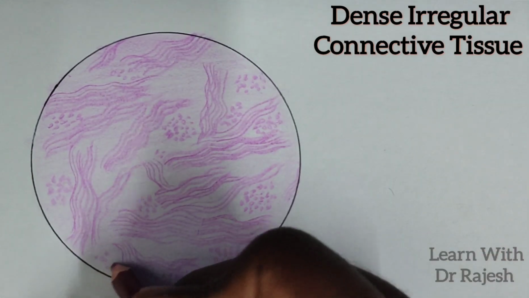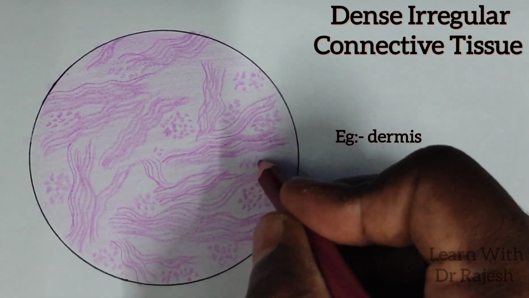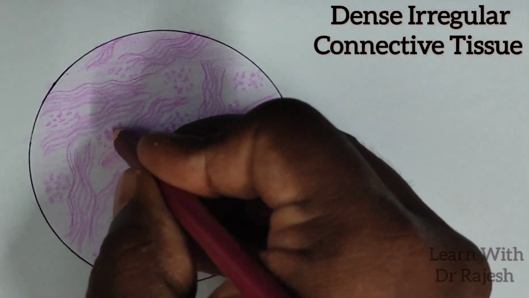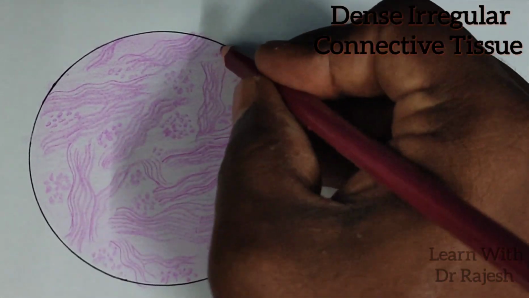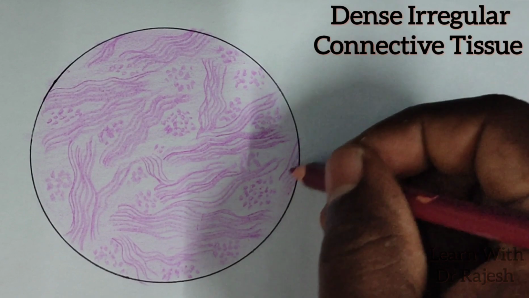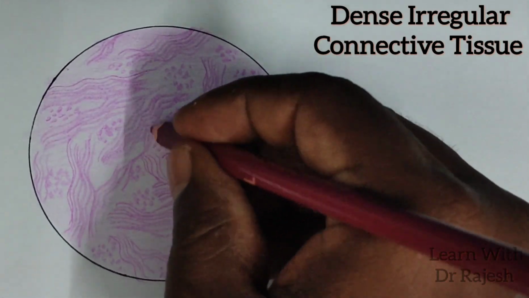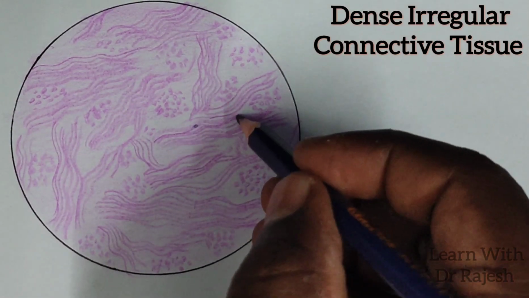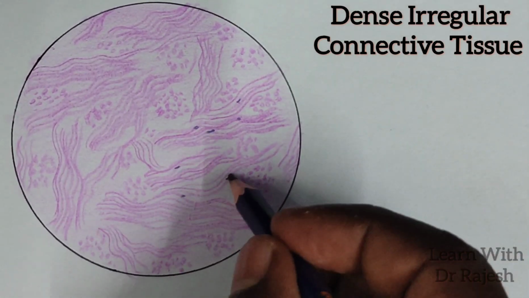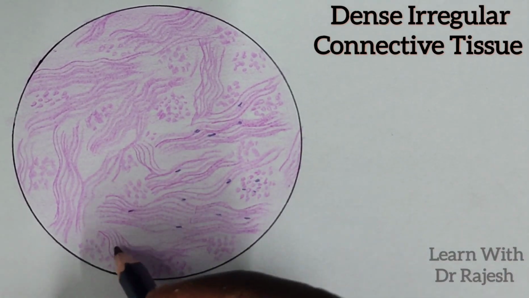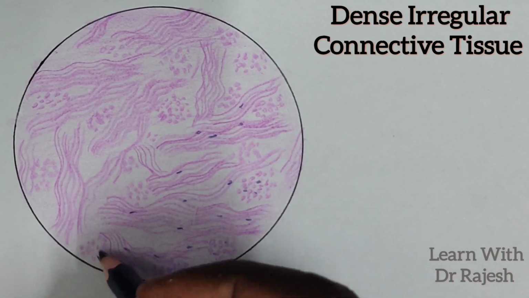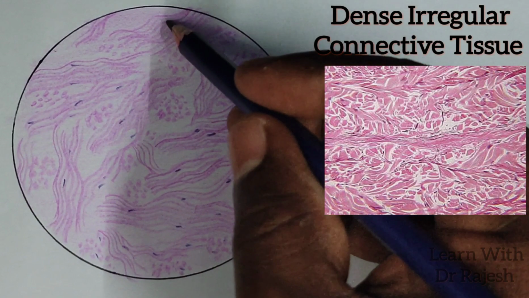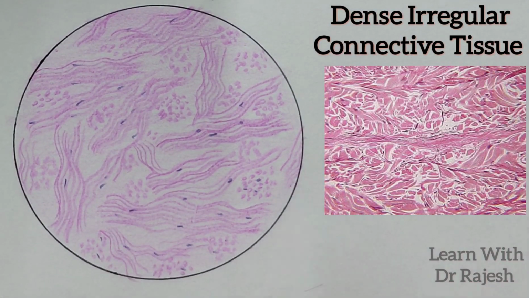It is mainly seen in the dermis, the reticular dermis. It is also seen in the periosteum of bone and in the joint capsule, etc. Finally, after the completion of all the fibers, we can place the nucleus of the fibroblast. So these are the fibroblast nuclei. These are the predominant cells seen in the dense irregular connective tissue, which secrete these fibers.